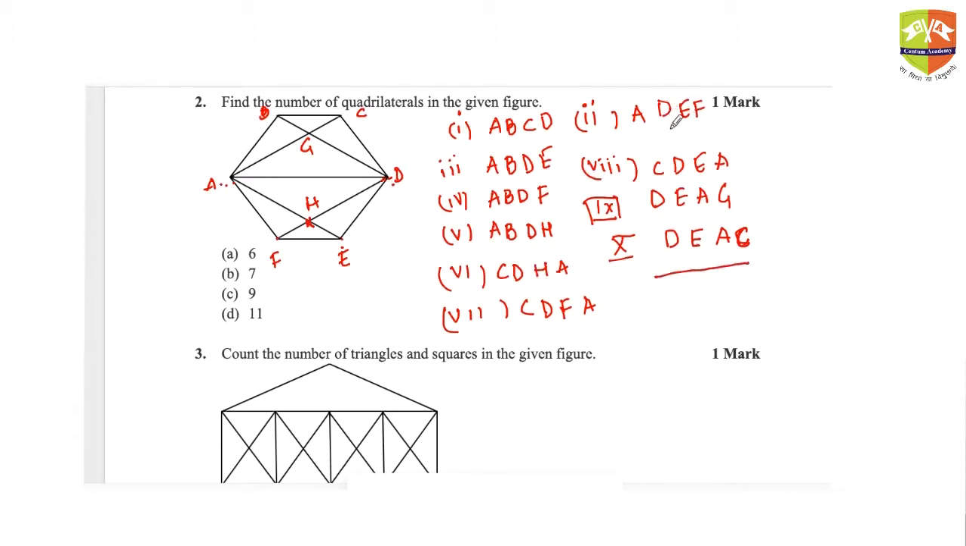The next one can be D, E, A, F, which I have written over here. So how many have I written? I have written 10. The 11th one can be D, H, A, G, the middle one. So how many quadrilaterals have I added? I have added 11 quadrilaterals. This is the answer for you.